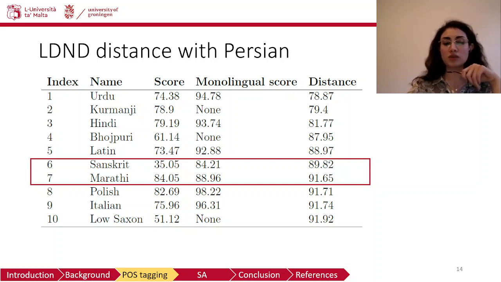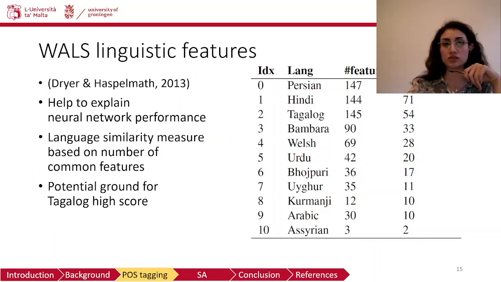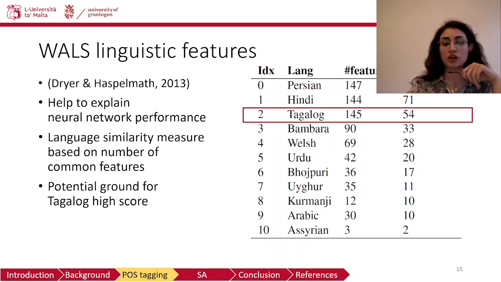So we thought maybe LDND distance is not a good representative of the distance between languages, and we decided to use the WALS linguistic features and consider the number of common features between Persian and other languages as a distance measure. Surprisingly, Tagalog, as a low-resource language, has 145 features listed in this dataset, which is a high number for a low-resource language, and it's sharing about 1/3 of its features with Persian.